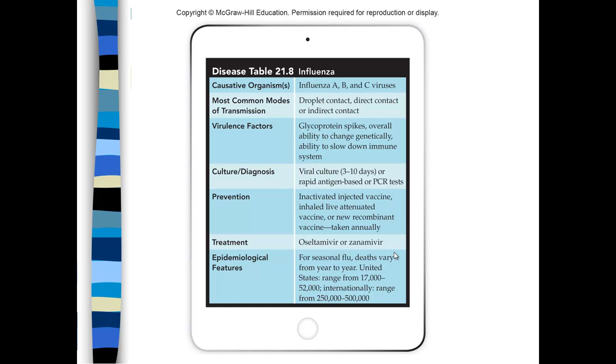Let's go right to epidemiological features. Cowan says that flu deaths range from about 17,000 to 52,000 in the United States per year. I would say that is more likely 700 to 2,000. Again, she's getting her results from the CDC, and I'm not blaming her. The CDC bases influenza deaths on pneumonia deaths, and they will basically assume that the pneumonia death started out as influenza. That is not the case.